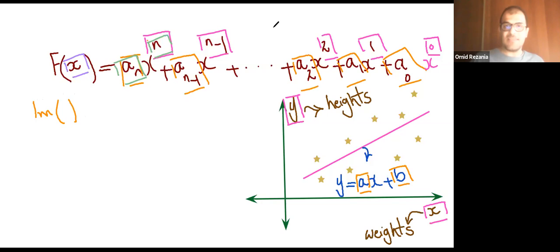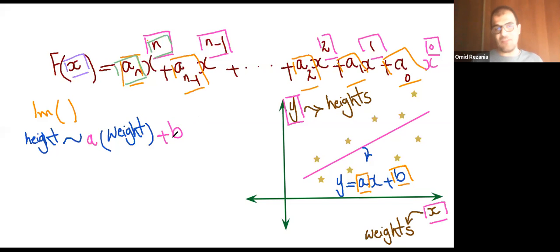We said that height is going to be a function of weight. However, our function was linear because we had one slope as a coefficient for the weight and we had one intercept. That was what we did a couple of days ago.